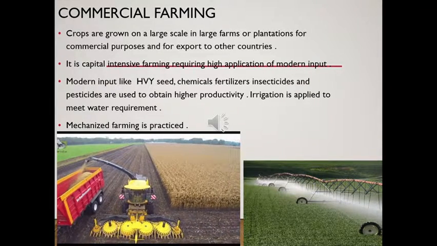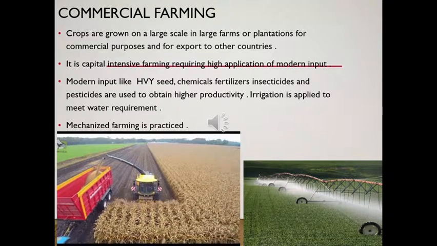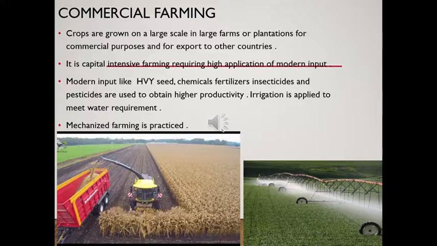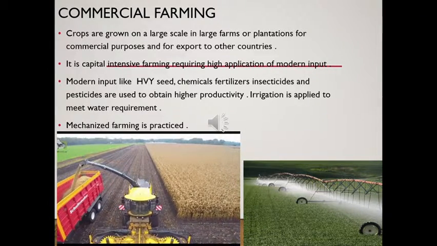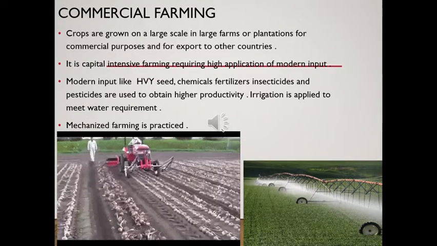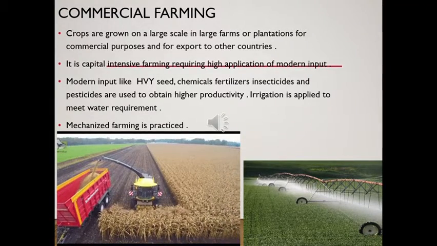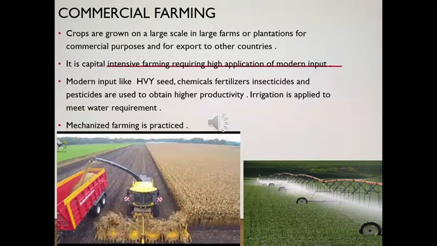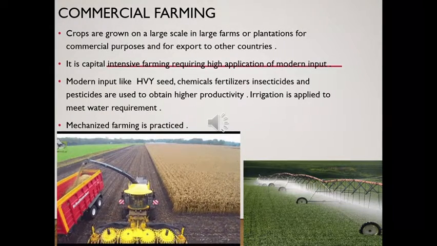Farmers use higher doses of modern inputs: HYV seeds, chemical fertilizers, insecticides and pesticides. Commercial farming includes commercial grain farming, mixed farming, and plantation agriculture.